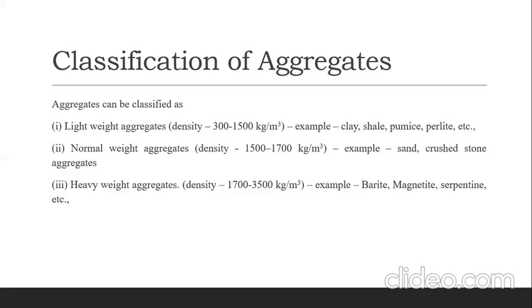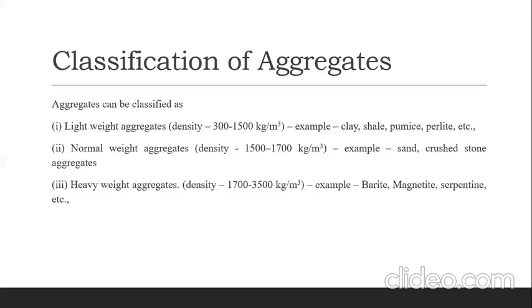The next type of aggregates we call normal weight aggregates, which have a density between 1500 to 1700 kg per cubic meter. The best examples are sand, crushed stones, aggregates, granite stones, and so on. These are all commonly used construction materials which can be used for the production of conventional types of concrete.